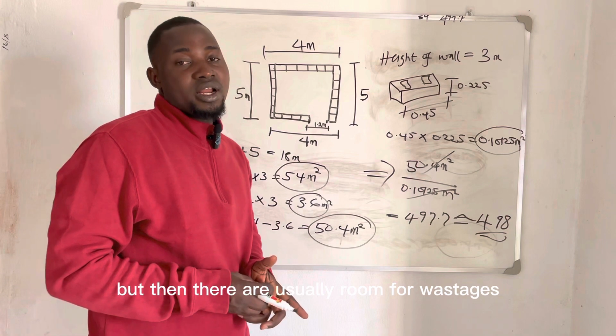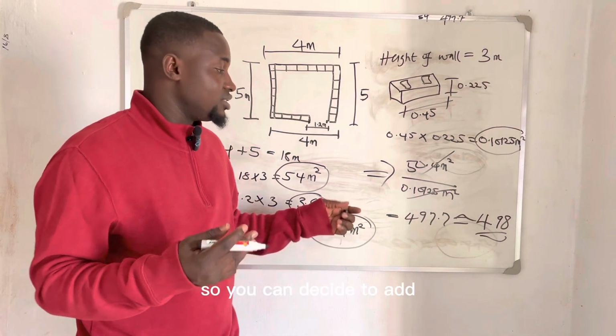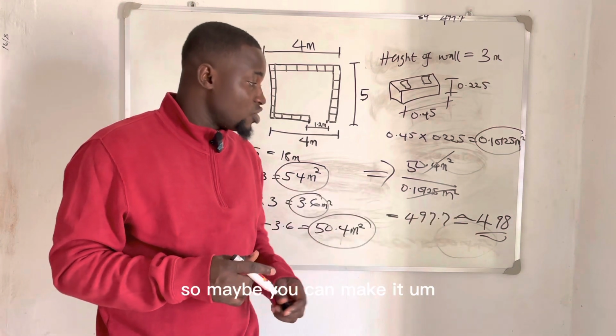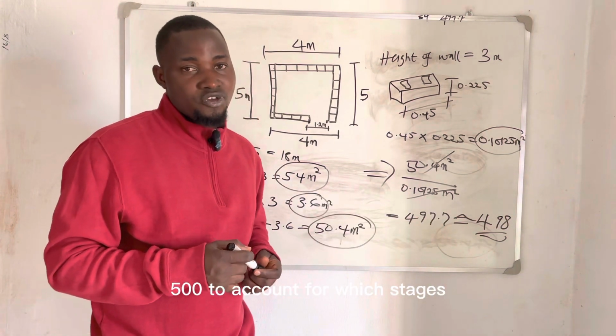But then there is usually room for wastages, so you can decide to add some, maybe we can make it 500 to account for wastages.